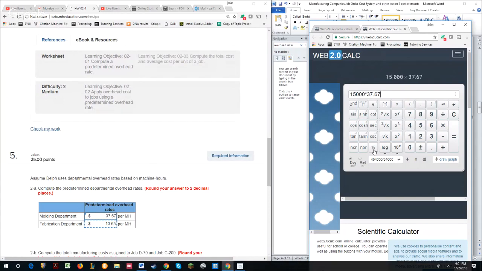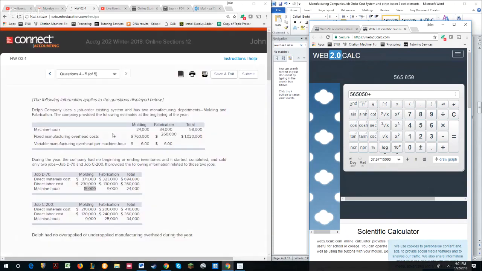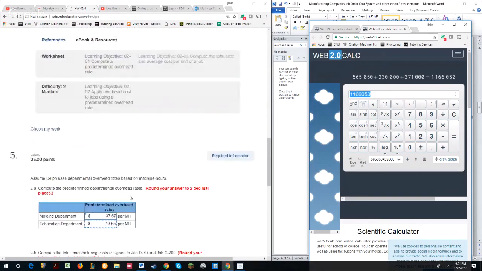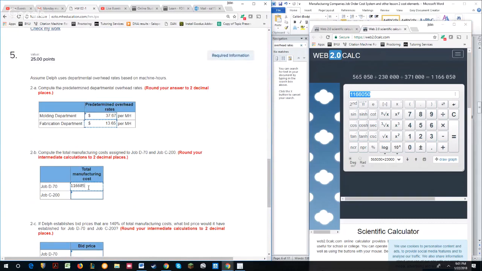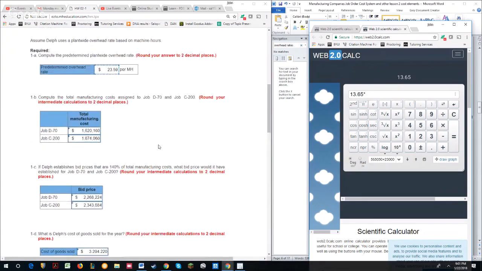$37.67. And divide it by 15,000 again, right? No, because it's total. So you go 36 times 15 or whatever. Yep. And then plus your 230,000 and then plus 371,000. I think that's what it is. And then the same thing just for the other numbers for the other job. So 13.2 times. Is that right? Oh, hang on. No, that's right.